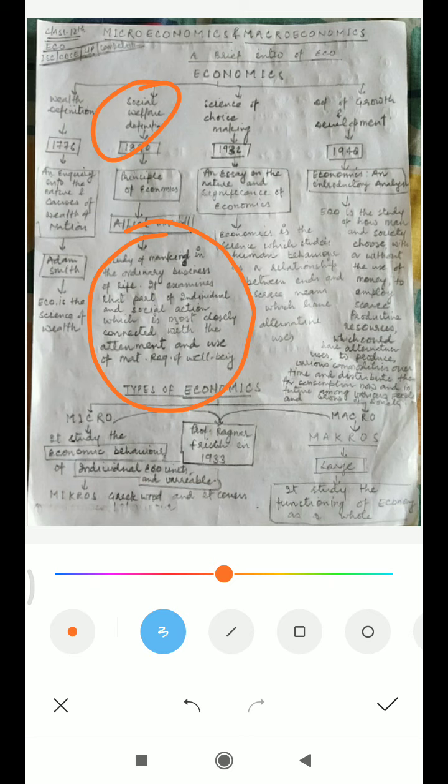Because wealth is created by men, not men by wealth. That's why Marshall said it's a study of mankind. He said it is the study of the ordinary business of life. It means every person acts mainly to earn and collect wealth and spend those earnings to get the maximum satisfaction.